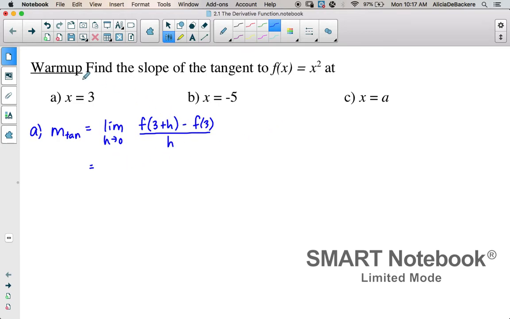You're going to plug that 3 plus h into the brackets here and square it. So you're going to get 9 plus 6h plus h squared when you FOIL out the 2 brackets. And then when you plug 3 in, you're going to get a minus 9 as well. The 9s will cancel out, and then you'll be left with an expression that you can factor an h out of, which is nice. The h's will cancel out, and then you'll be able to take the limit with direct substitution. And you're going to get the answer 6 here.